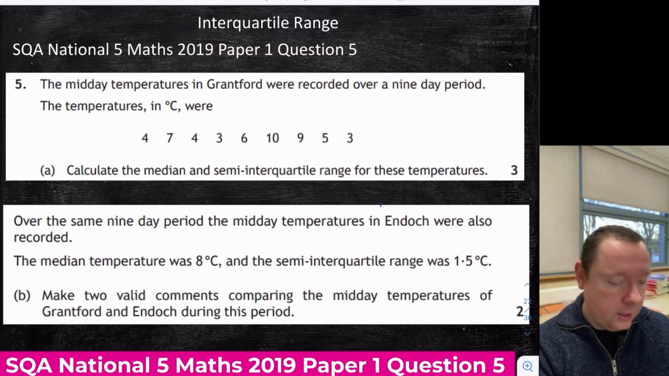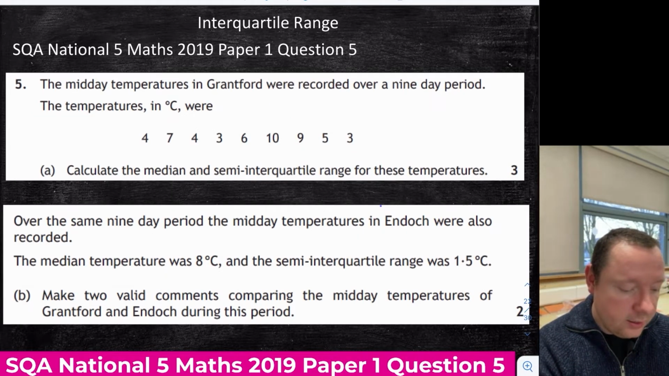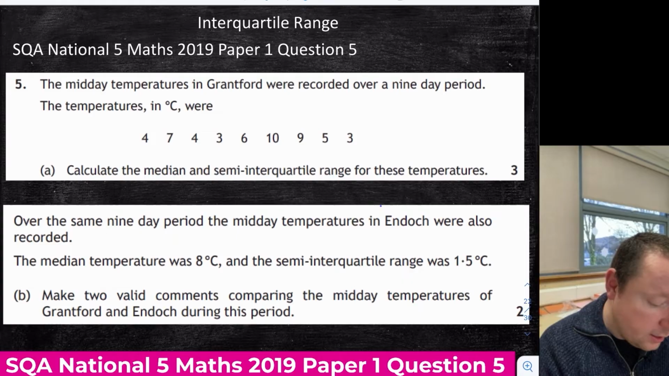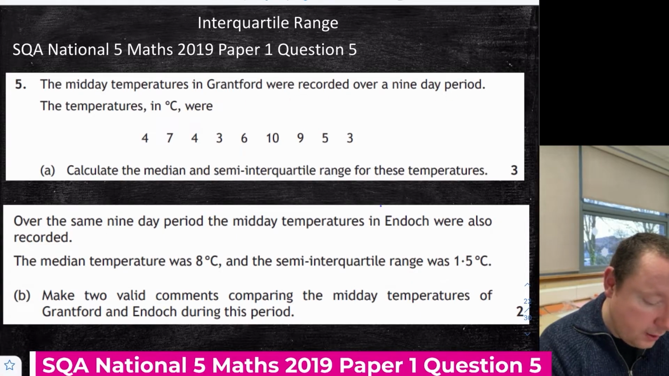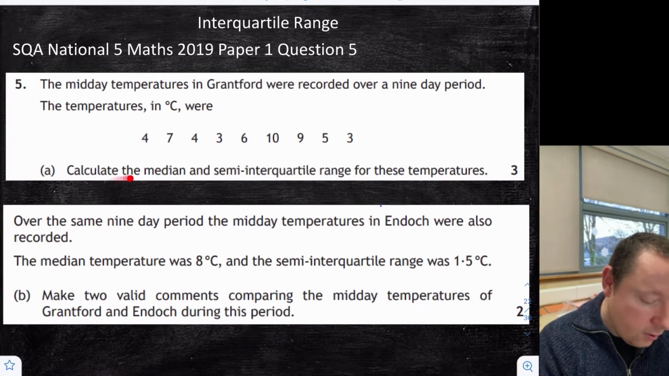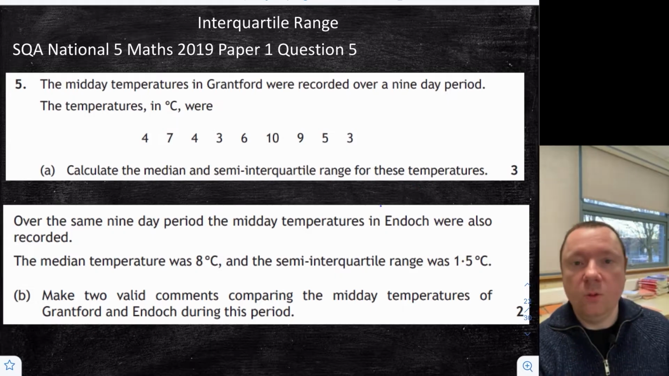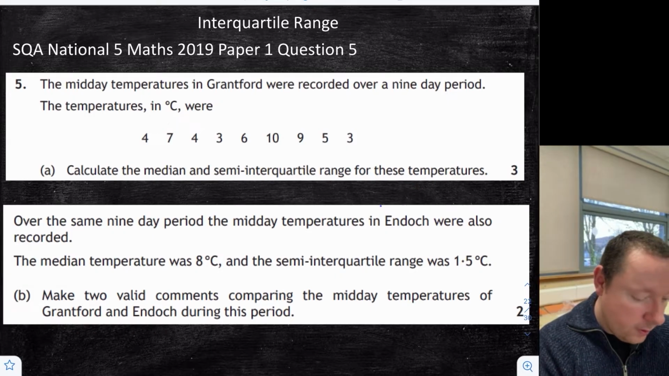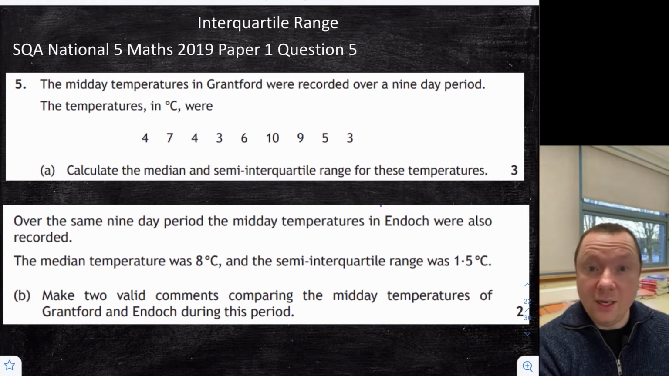Okay, another interquartile range question, this time SQA National 5 Maths 2019, Paper 1, Question 5. It says, the midday temperatures in Grantford were recorded over a 9-day period, and they were here. Calculate the median and semi-interquartile range. So this one, we do have to calculate the median, and then we'll have to make 2 comments about that, which we'll get into when we get there.